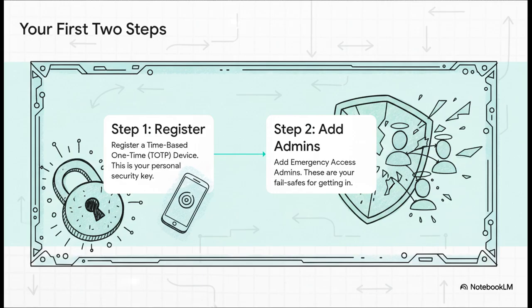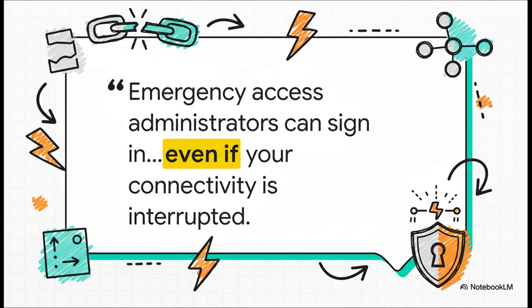Then, right after that, you're going to add emergency access admins. These are your break glass accounts, your absolute fail-safes. And if you're wondering why this is so critical, listen to this. The documentation itself makes it perfectly clear. If your main sign-on system goes down, or you lose connectivity for some reason, these emergency admins are your only way back in to fix things. It's a step you just cannot afford to skip.